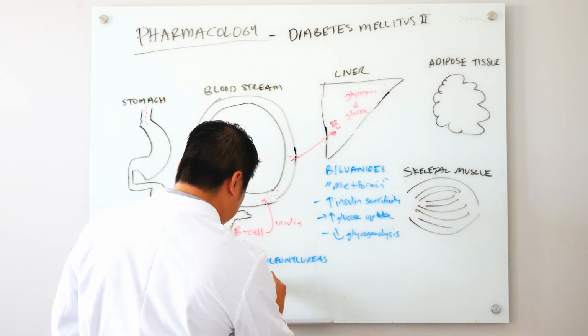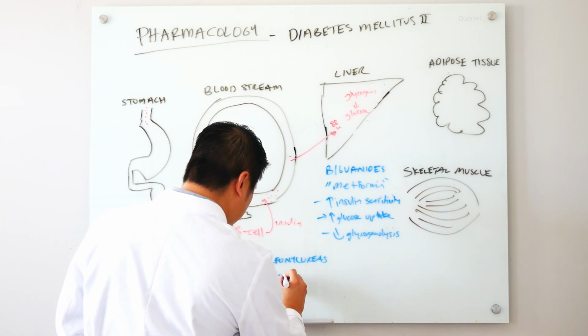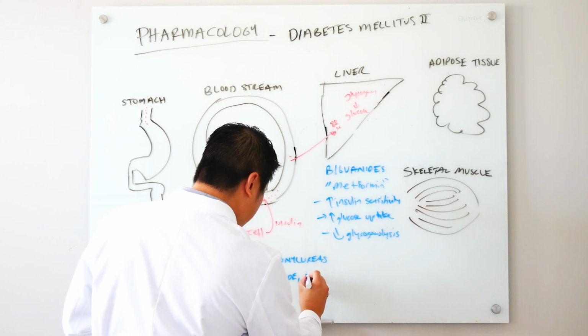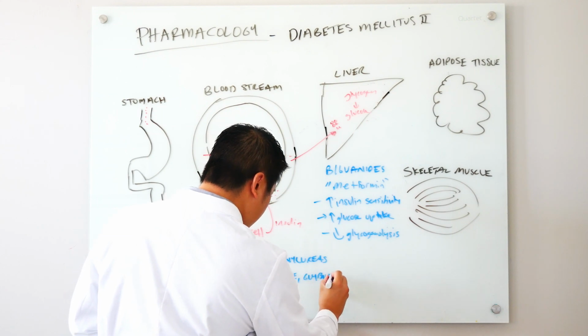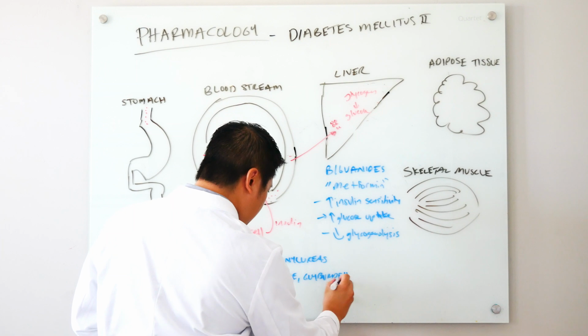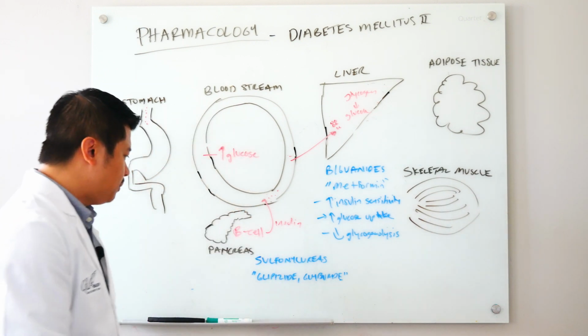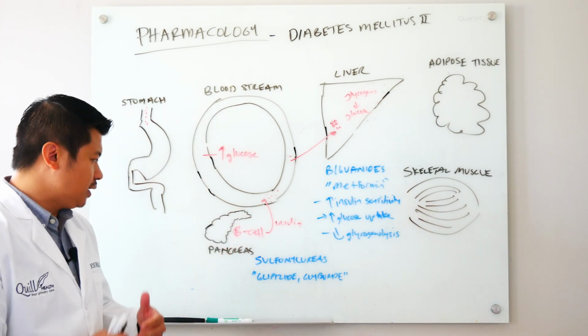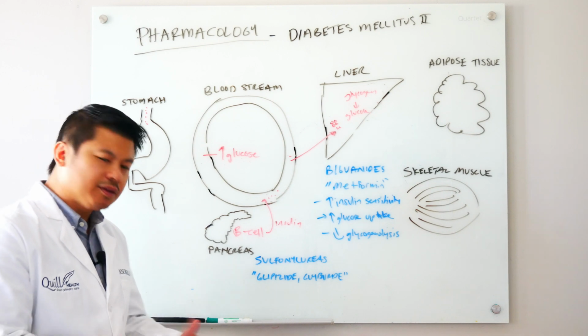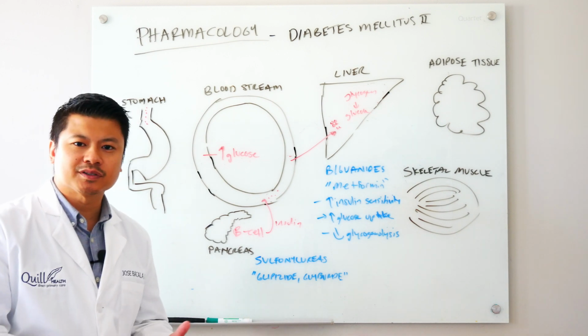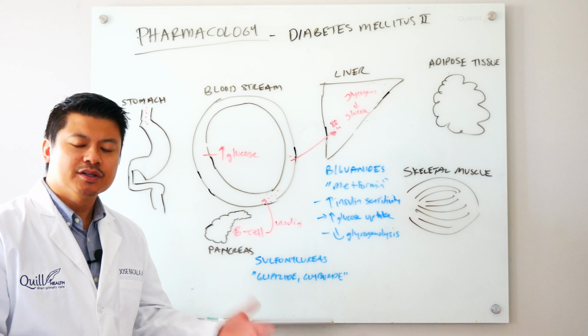The common medications are glipizide, glyburide, and the way it works is that these medications just tell the B cells in the pancreas to produce more insulin. That's what they do. They stimulate them to produce more insulin.